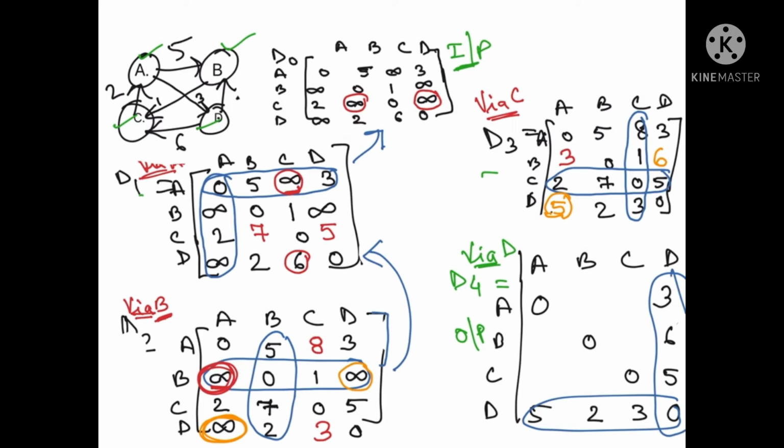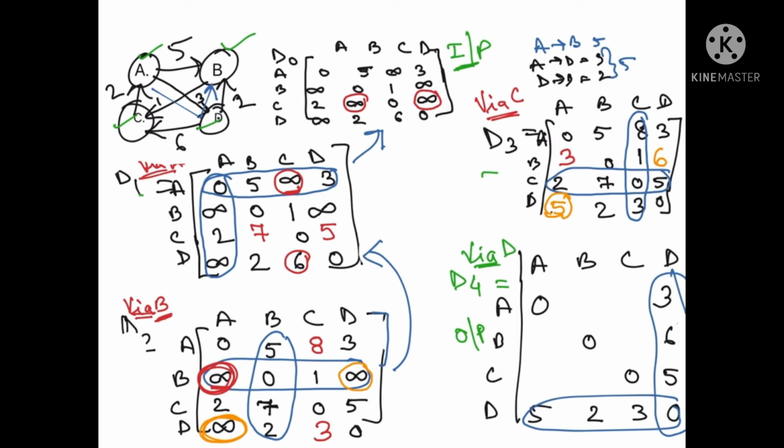Now what do we have to do? You just have to start doing the same thing. So A to B. A to B is 5, correct? And if we go via D, what is it? It is 3 plus 2, 5. A to D is 3, and then D to B is 2. So this also is 5. So this will remain 5 only. Okay, so there is no change.